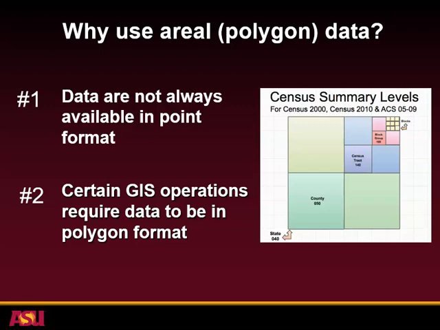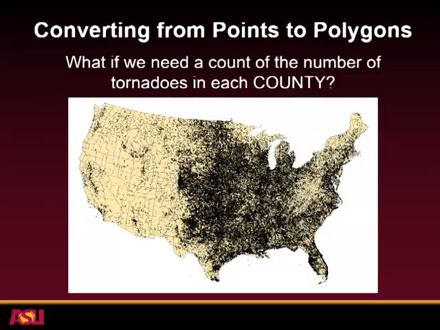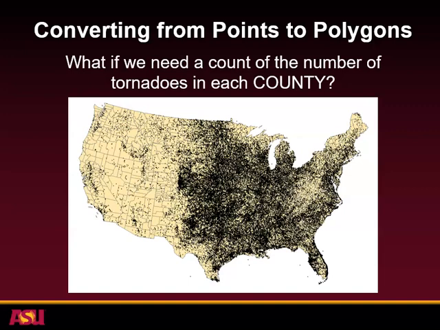So some data, like census data, come only in polygon format. So you can only get the census data at the county level, the block group level, or blocks, things like that. The second reason is that some GIS operations require that the data be in polygon format. So the tool or the technique physically won't work unless the data are in polygon format. For data that aren't already in polygon format, you may need to convert your points to polygons.